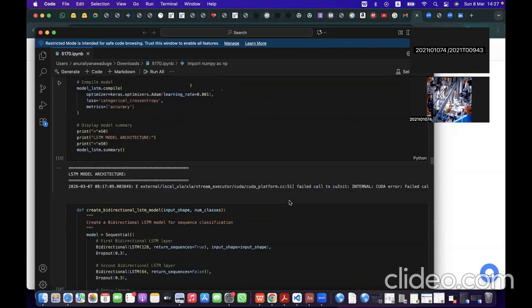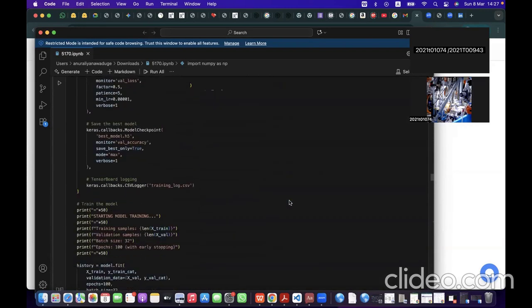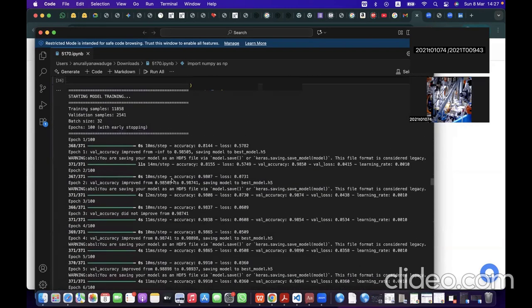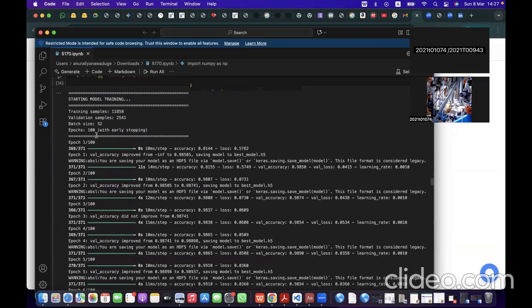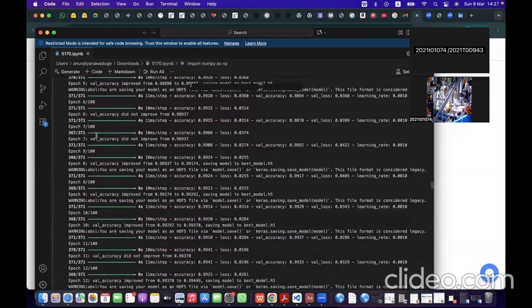If you go to the training graphs, you can see the training. At the initial step, it has an accuracy of 0.8144. Training samples are 11,858. Validation samples are 2,541. Batch size is 32. I have used 100 epochs. You can see how that is trained.